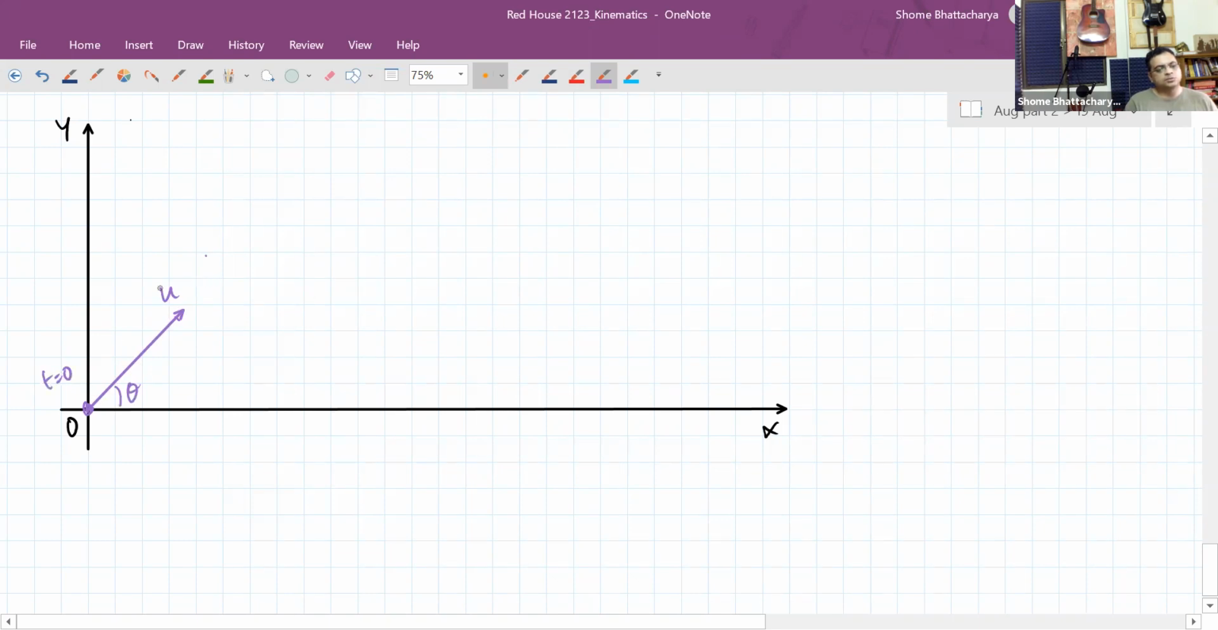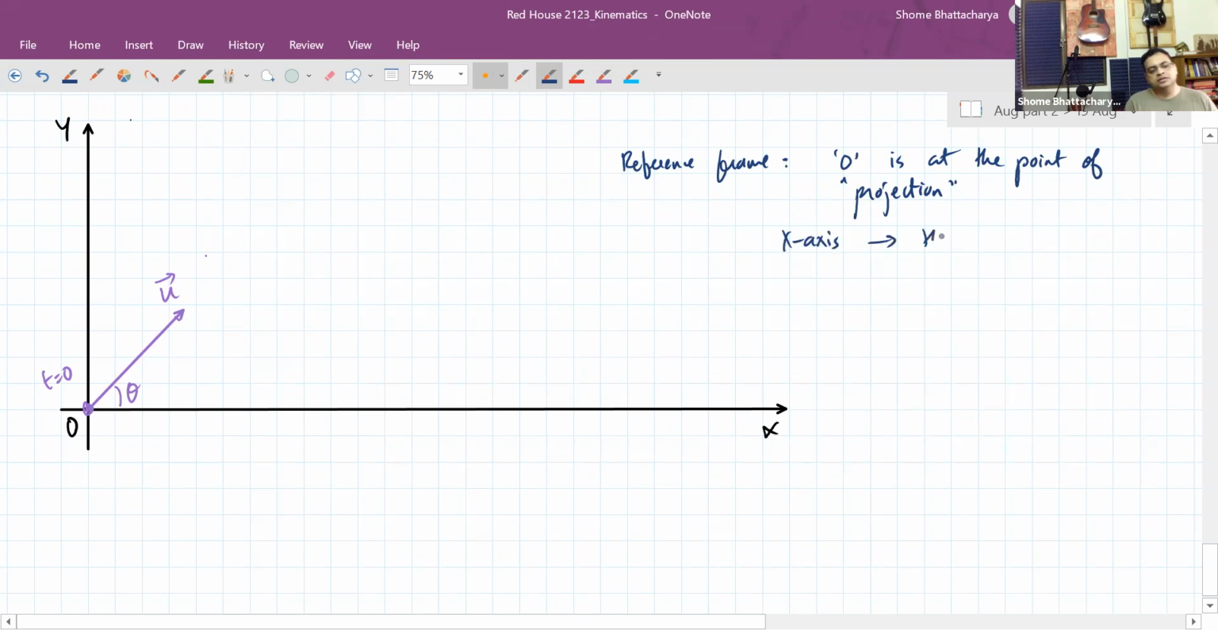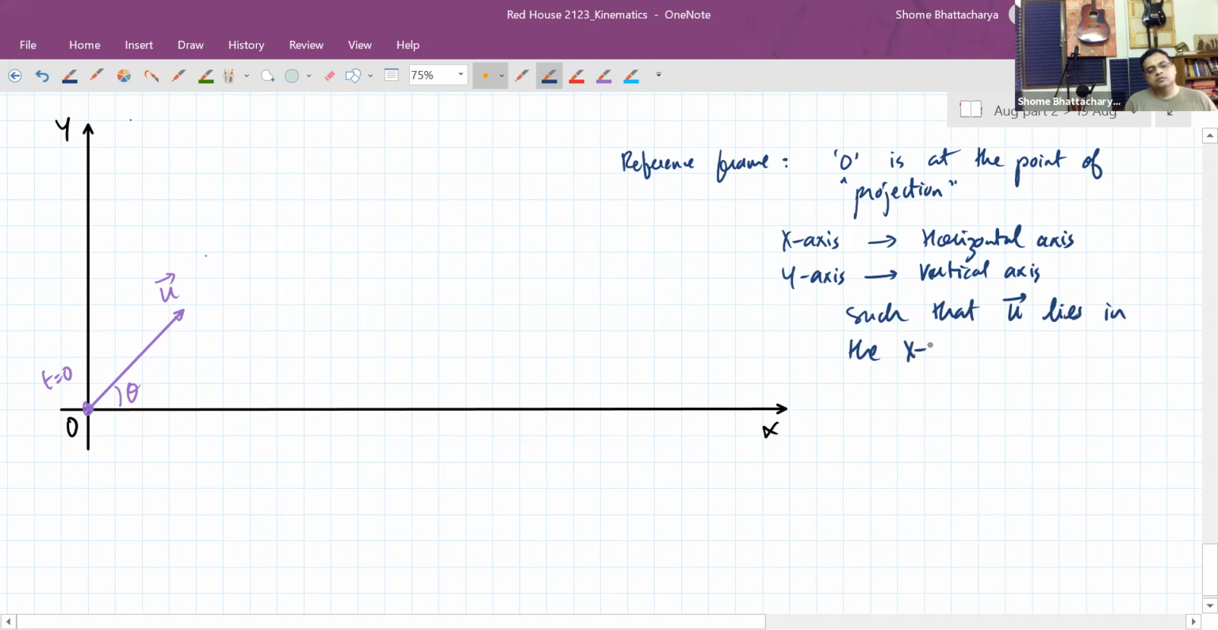So at t equal to 0, the object is projected with a velocity u, and the reference frame is selected such that the origin is at the point of projection, the point from which the motion starts. The x-axis is the horizontal axis, and the y-axis is the vertical axis, such that the projection velocity u lies in the xy plane. That means the motion will also occur in the xy plane.